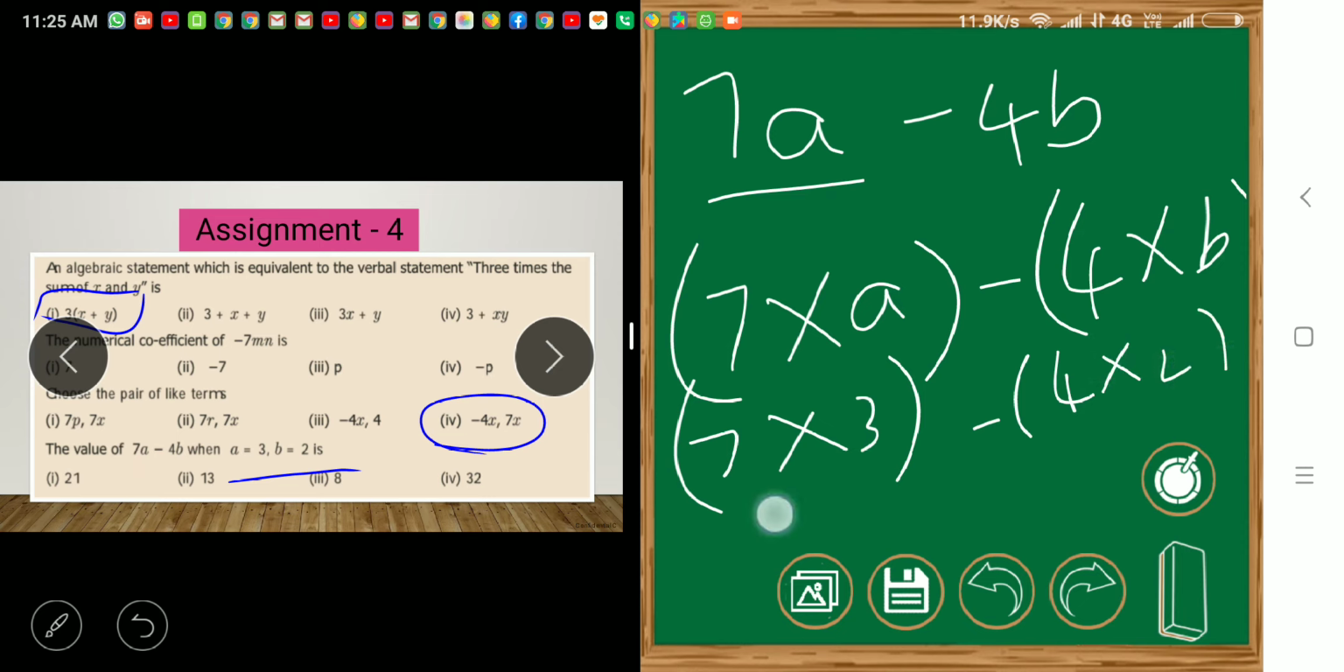7 3s are 21, minus 4 2s are 8. So 21 minus 8, when you subtract, we will get our answer as 13. So 2 is the correct answer.